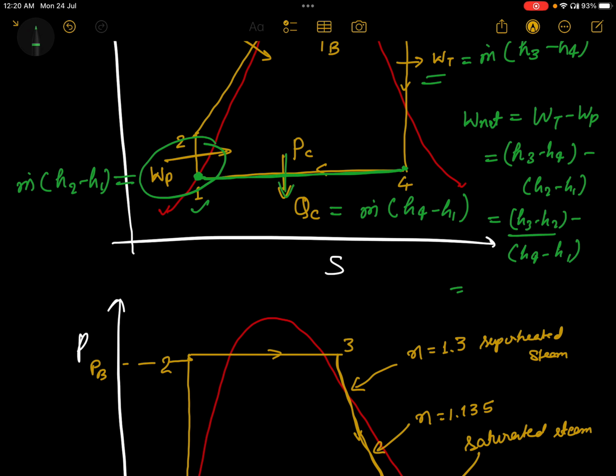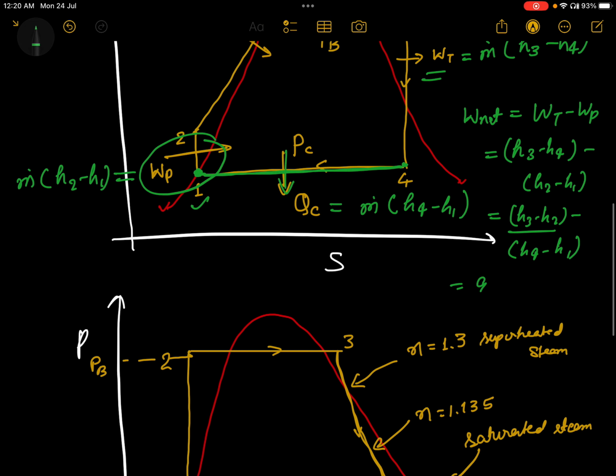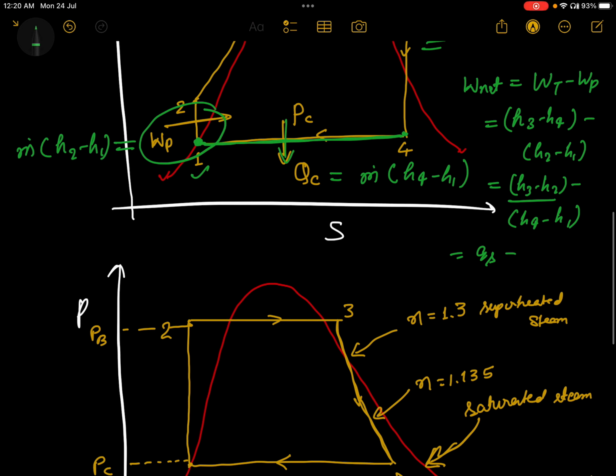What is H3 minus H2? H3 minus H2 is the heat supplied, per unit mass as I have taken. And H4 minus H1 is what? H4 minus H1 is actually the condenser heat rejected, QC. So this is actually the net work, or we can say turbine work minus pump work.